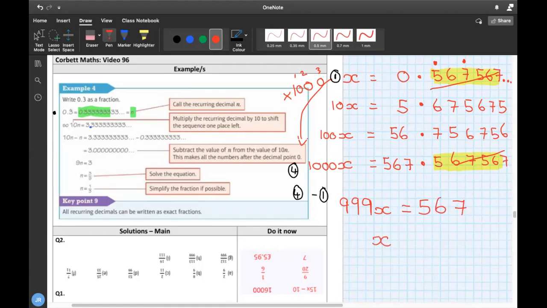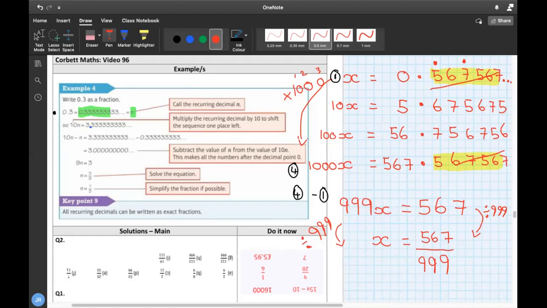Okay, we now want to go from 999x to just 1x. To do that, we've divided by 999. So you'll need to do the same to this side as well and divide by 999 to keep those equations balanced. Okay, so we'll get 567 over 999. And just like with all fractions, you should always try and simplify.